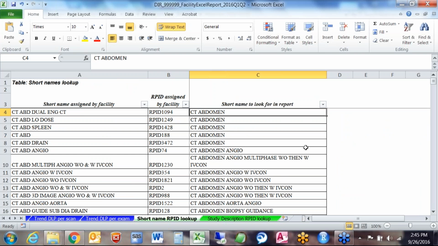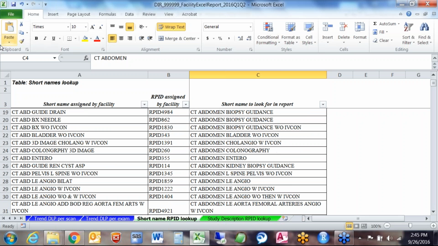Here you can see what other facilities have mapped into their short names. So if you are wondering, okay, I have this exam and I am a little confused, what are other people mapping into it? You can figure this out from here. If a facility had a short name like CT ABD, LE, NGO bilateral, then they assigned it to RPID 1859, and that exam appeared under CT abdomen, LE, NGO in our report.